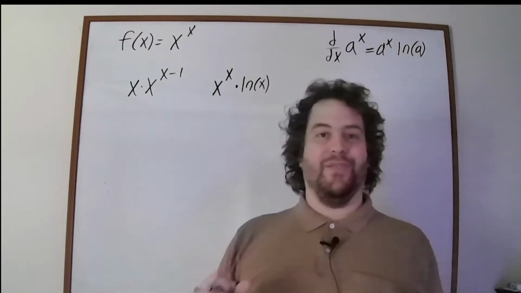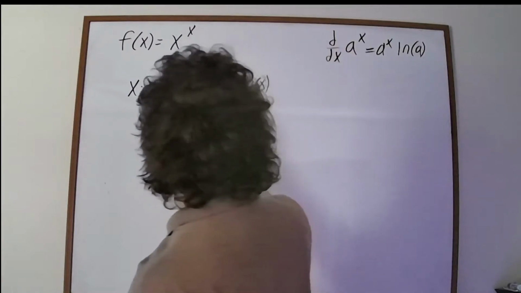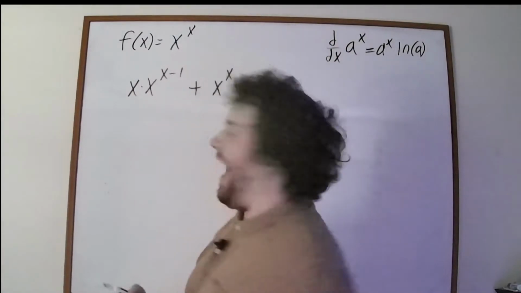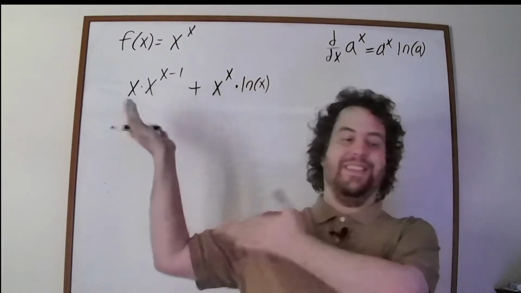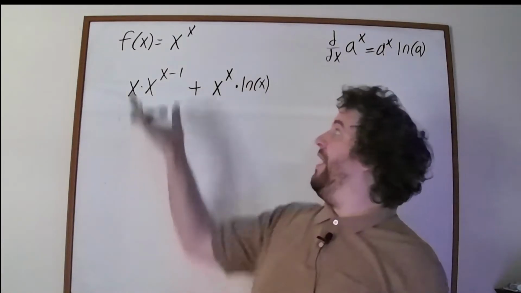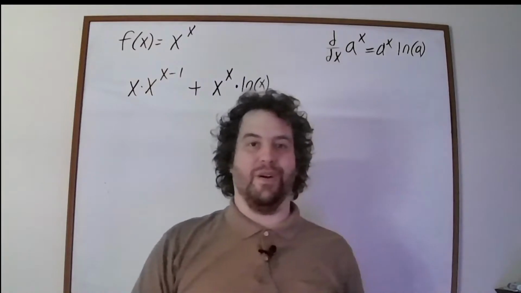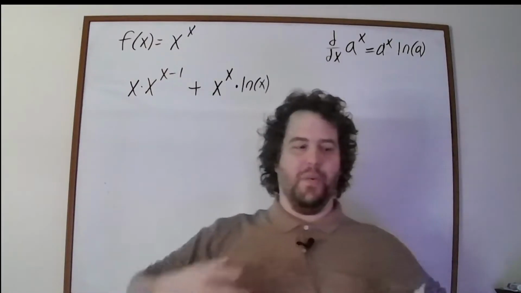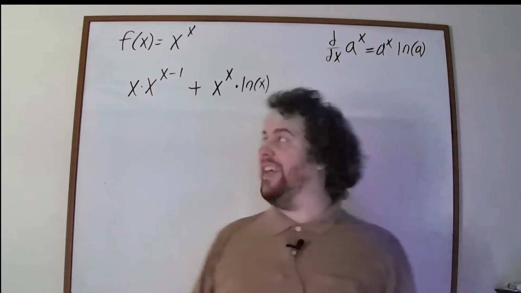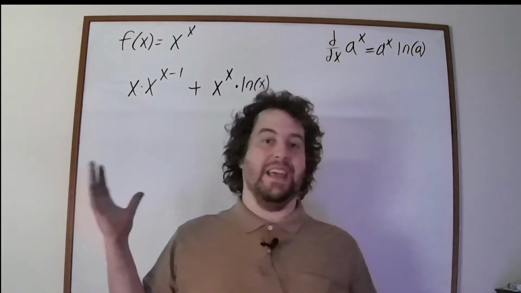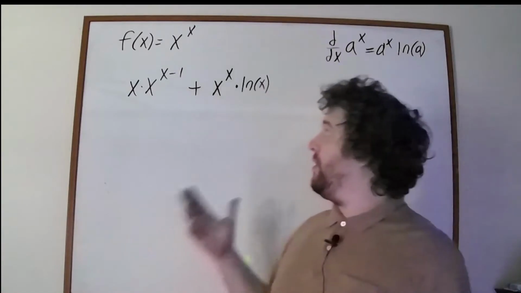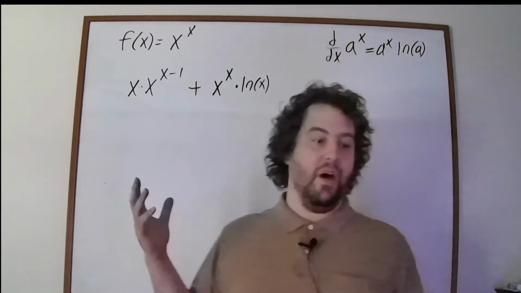But here's the fun part. If you take these two wrong answers and add them together, you get the correct answer. This is, in fact, the derivative of this original function here. And this isn't a coincidence in the slightest. Something really interesting is going on here. So let's look into what that is.